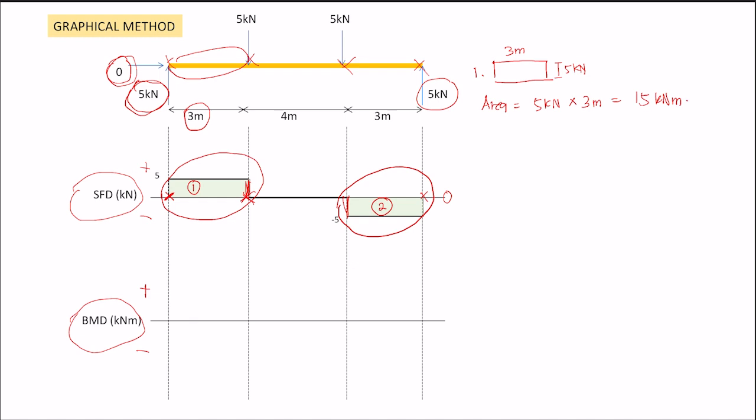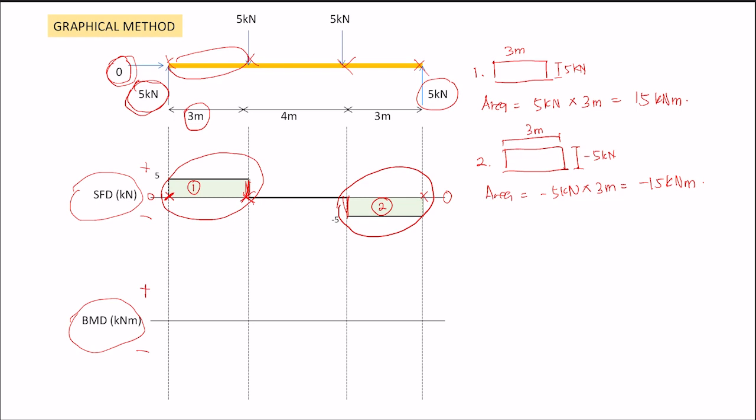And another rectangle, number 2. It's the same. You can put negative 5 kilonewton, that's not wrong, and 3 meter. The area is going to be negative 5 kilonewton times 3 meter, equal to negative 15 kilonewton meter. If you don't put the negative sign, it's not wrong, as long as you can identify that the area is below zero. Being below zero means the area is negative.